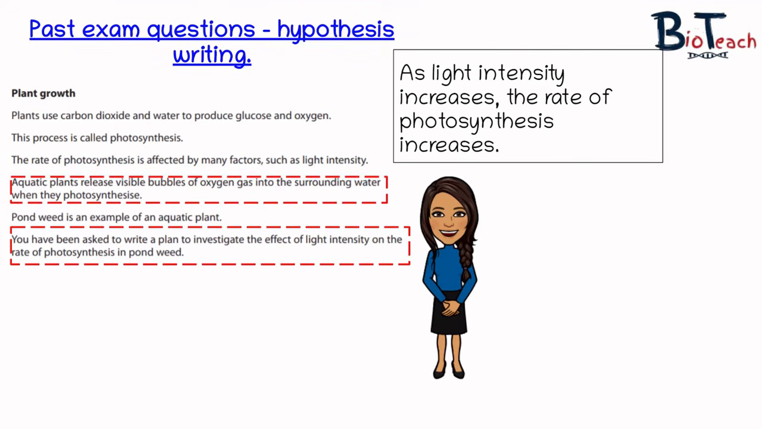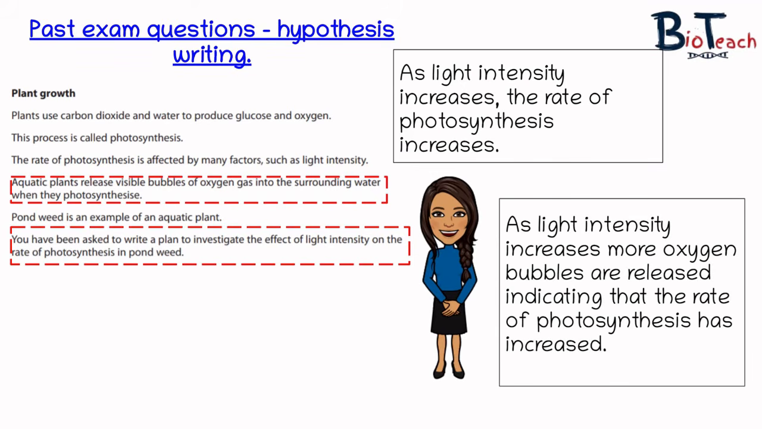If you pay close attention to what it says over here about the visible bubbles of oxygen gas, what you're expecting is that as light intensity increases, there's going to be a higher rate of photosynthesis. So that also means that there's going to be more oxygen bubbles released, indicating that the rate of photosynthesis has increased. So that second box that's come up on the video is what's giving you the advanced hypothesis. Of course, you can say the first box, and I would probably recommend that you do say the first box, but the second box will help corroborate your information a bit more, and help give you a stronger hypothesis for the exam.